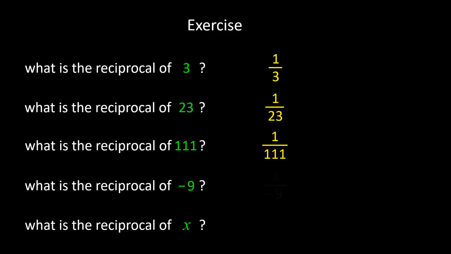Well, the reciprocal is 1 over minus 9. Now, we could write that as minus 1 over 9, or we could write it as minus 1/9. We'd probably write it as the last one, minus 1/9. But you could write it as any of those forms, really, and it would be right. And then we've got a little bit of a letter in there.